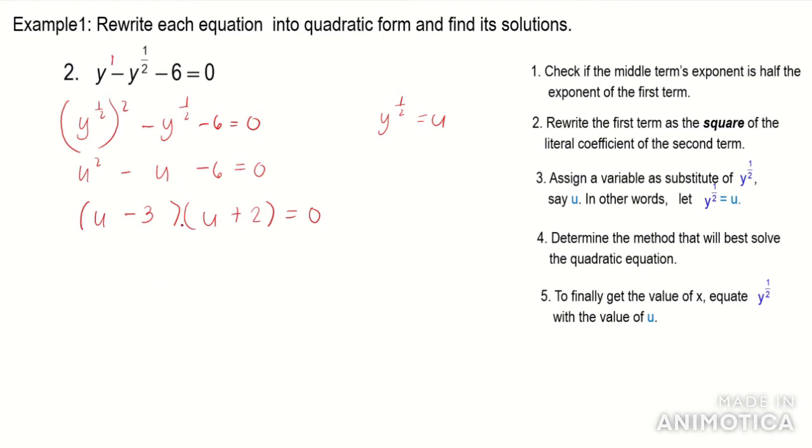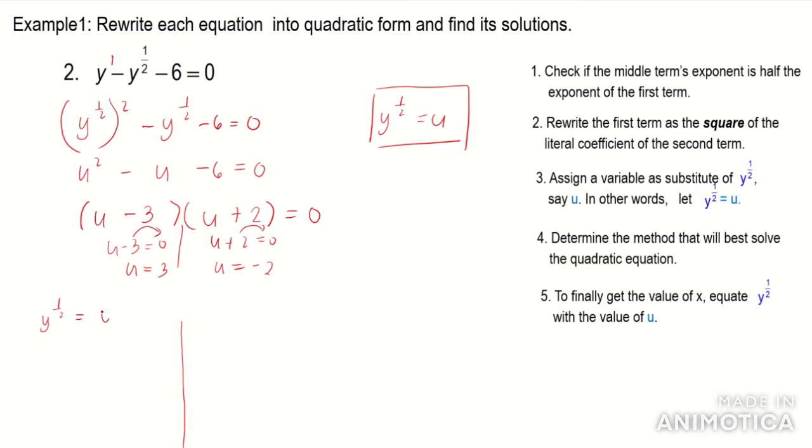Then, we apply the zero product property by equating each factor to 0. So, transpose. You have now u is equal to 3 and u is equal to negative 2. Then, we go back to this equation to finally solve for y. So, we have, if u is equal to 3, we'll just align it here. Okay. So, you have y raised to 1 half is equal to u. We have y raised to 1 half is equal to 3.